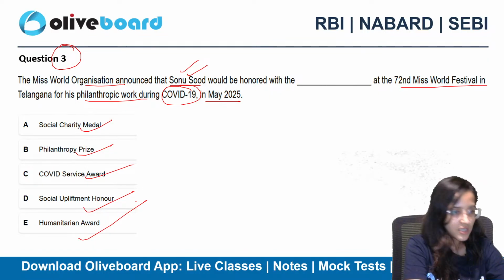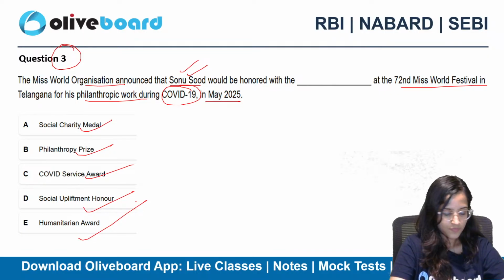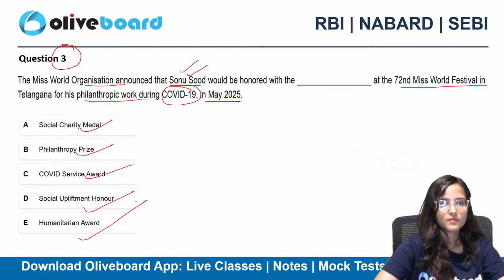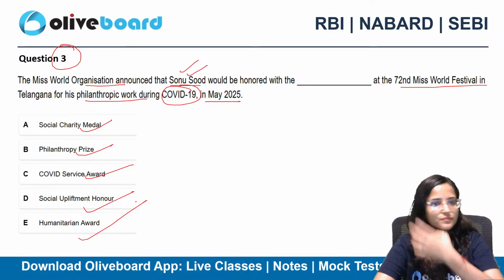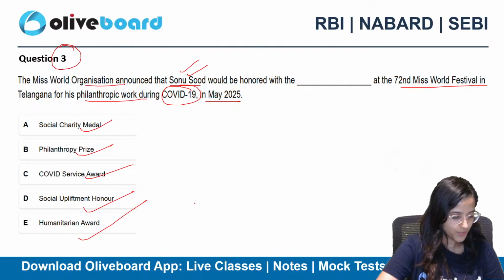Atithi has given me the answer as E, which is Humanitarian Award. Manish is also saying E. What about others? What is the answer? Social Charity Medal, Philanthropy Prize, COVID Service Award, Social Upliftment Honor, or Humanitarian Award?